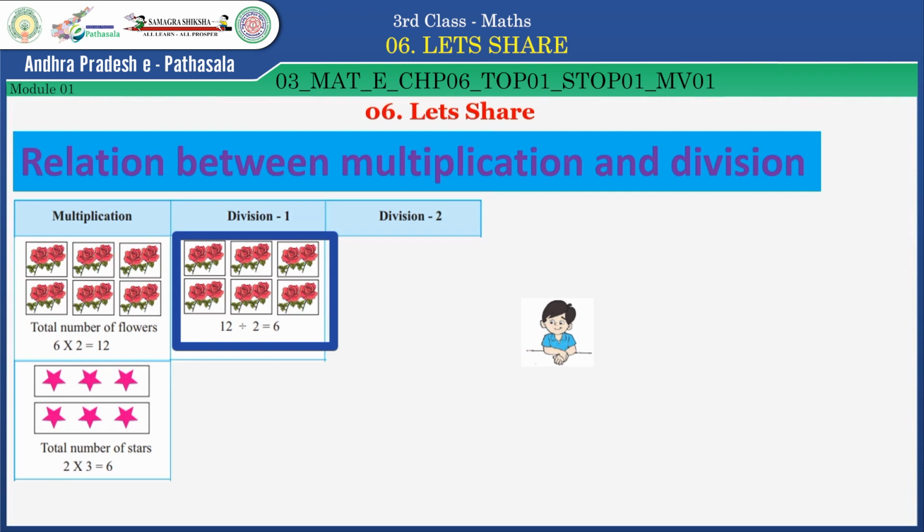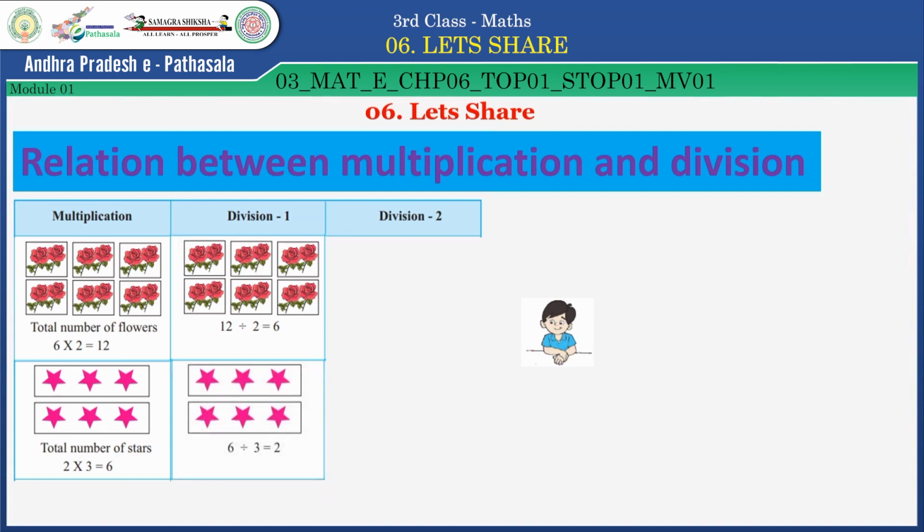Now 2 roses can be put in each box. Then how many boxes are there in total? That is 12 divided by 2, which is equal to 6 boxes.